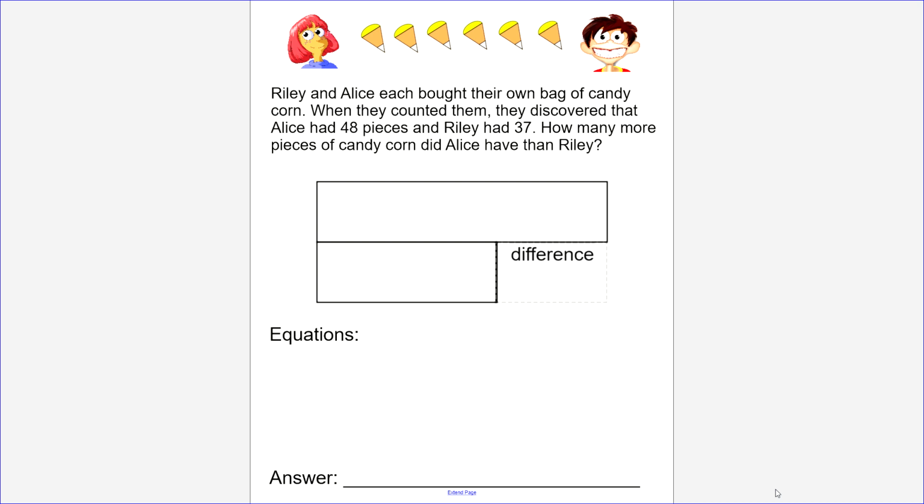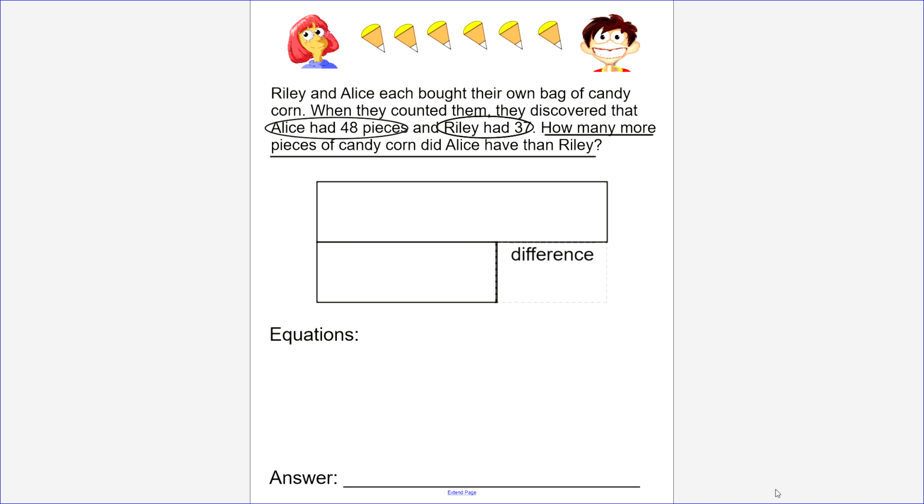Yes, one of the pieces of information in this problem is that Alice had 48 pieces of candy. The other piece of information in the story problem is that Riley had 37 pieces of candy. The question, of course, has a question mark at the end, so it's very easy to see. How many more pieces of candy did Alice have than Riley? Now, we're going to look for some key words that help us know which piece of information is the greater amount, which piece of information is the lesser amount, and which piece of information is the difference.